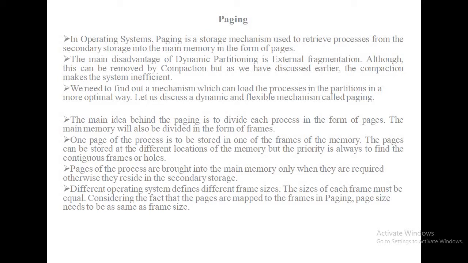In operating system, paging is a storage mechanism used to retrieve the process from the secondary storage into the main memory in the form of pages. The main disadvantage of dynamic memory is external fragmentation. Basically, paging is used to avoid the problem of fragmentation. Although this can be removed by compaction, as we have discussed earlier, compaction makes the system inefficient. It's a very complex process, compaction.